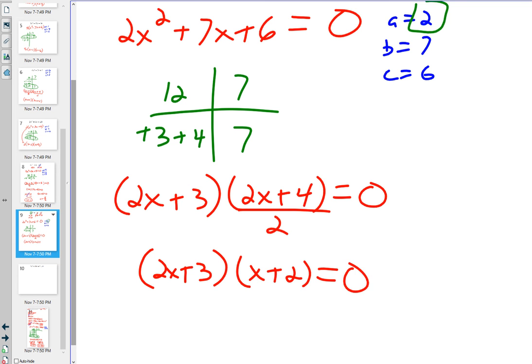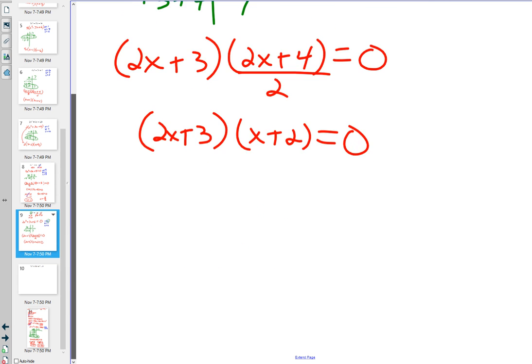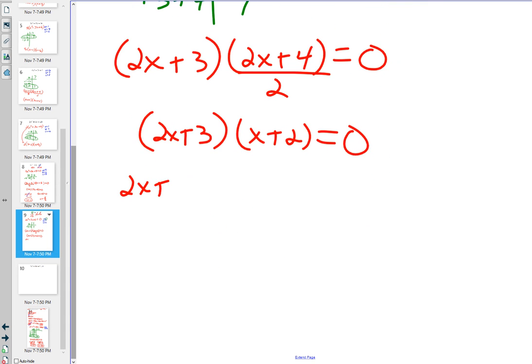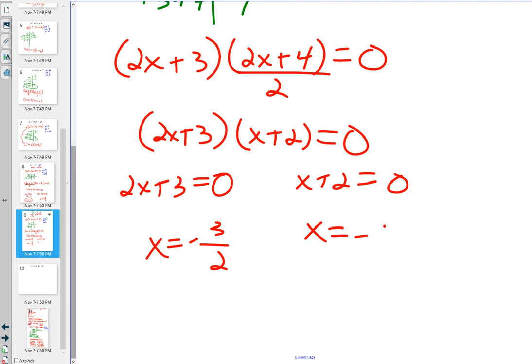If I had more time, I would work these out, but I would hope you know how to solve a linear equation. Once I make each one equal to 0, 2x plus 3 equals 0, x plus 2 equals 0. This should give you negative 3 over 2. This should give you negative 2.